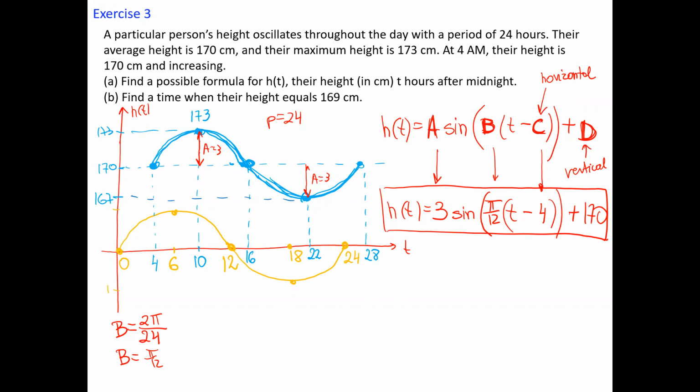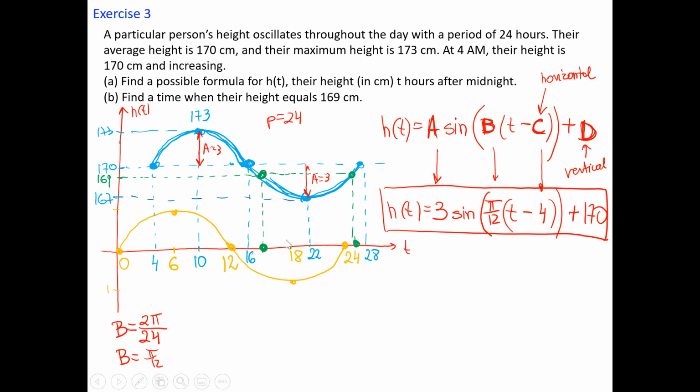Now what we have to do is find the time on the x-axis when the height equals 169. Well, let's see. 169 is somewhere here. I will draw the line. That's the moment, and that's the moment. We're looking for these times. We have to find the green dots.